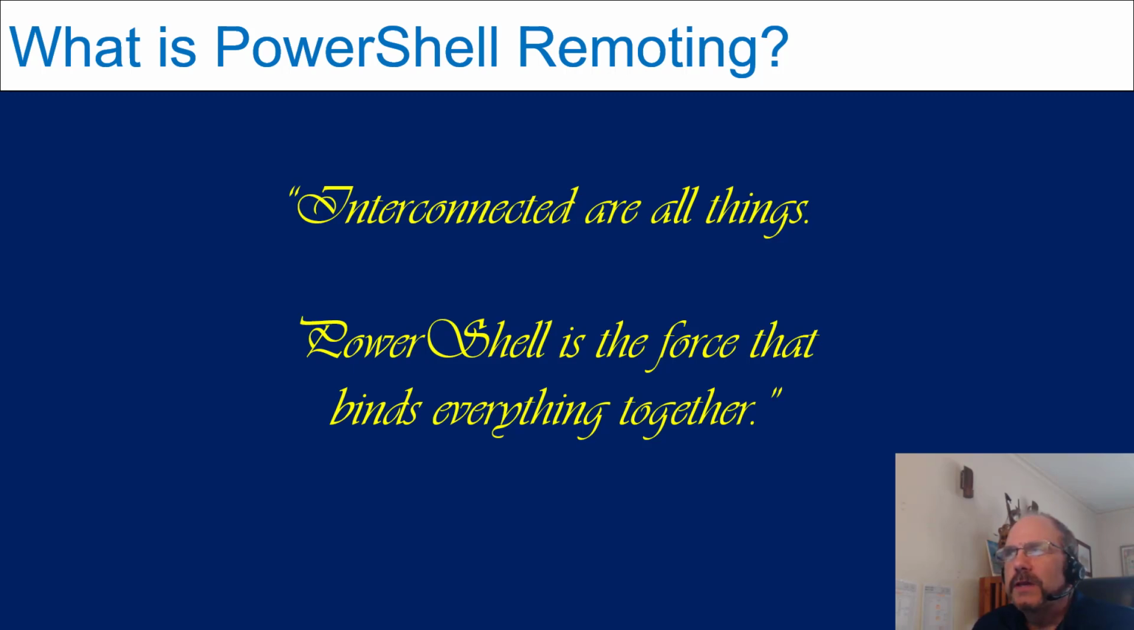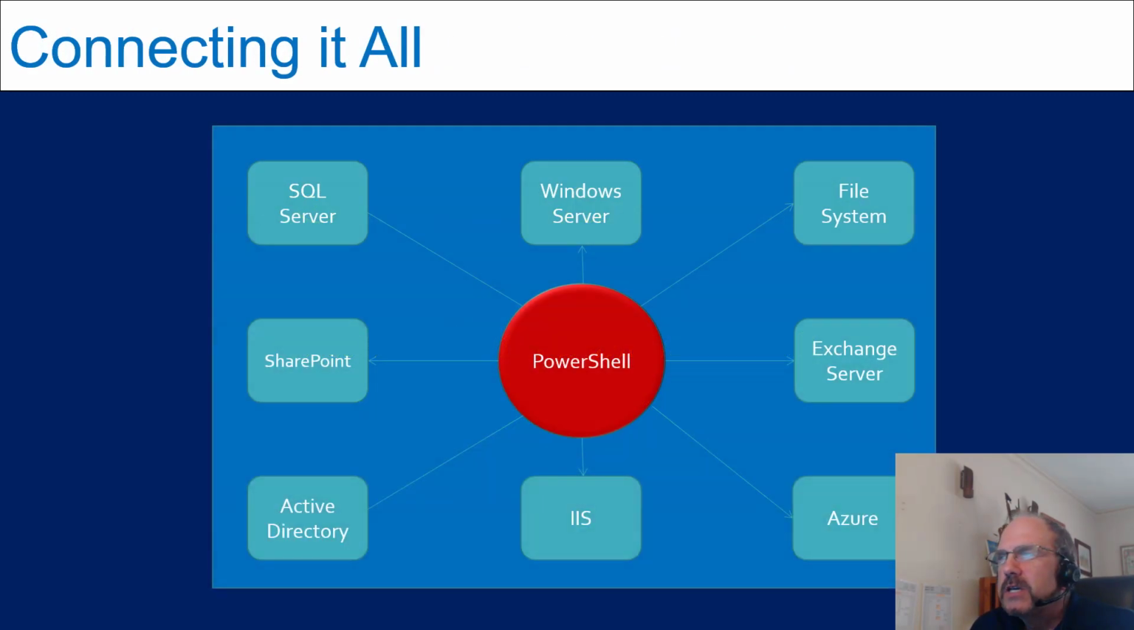So kind of keeping with the theme, interconnected are all things, and PowerShell is the force that binds everything together. So this slide, which I've used in other places, so you may have seen it, is showing PowerShell as kind of a hub. But I'm going to say think of it more like a client machine, your machine. And in your environment, you have file systems, Exchange servers, Active Directory machines, SharePoint, and you want to connect to all these different machines. Maybe you need to apply a Windows patch to all of them. You want to connect to, say, the IIS machine. Maybe there's a problem, the app's not working right. You need to reboot one of the servers.